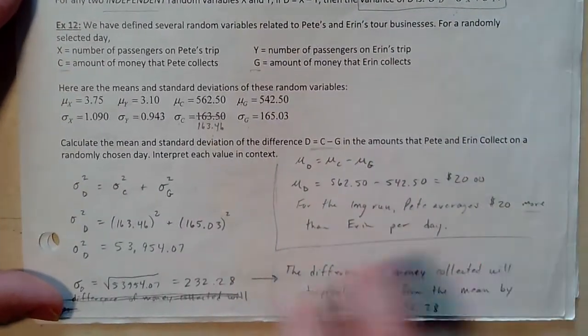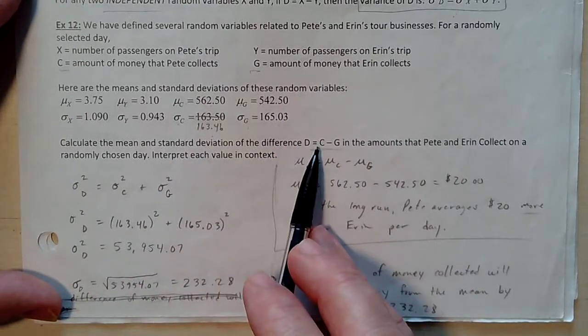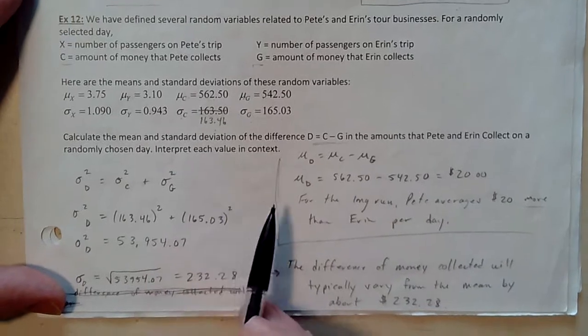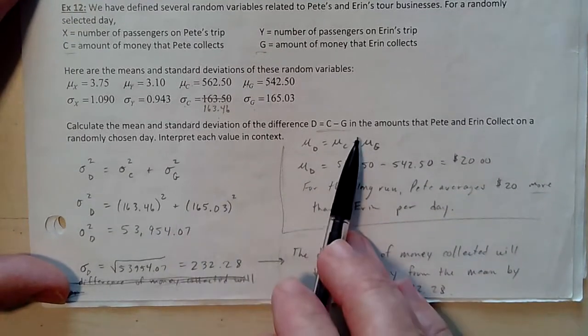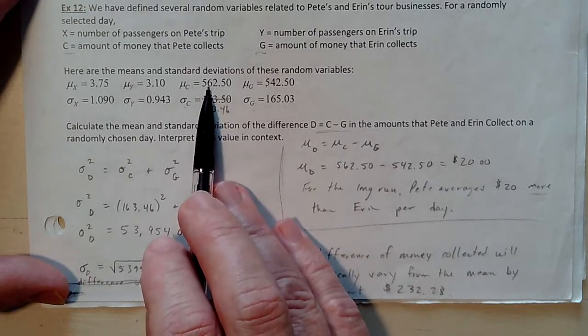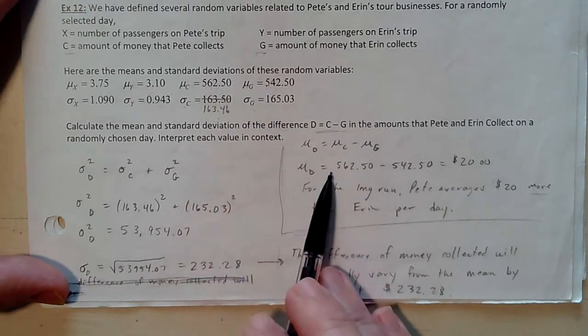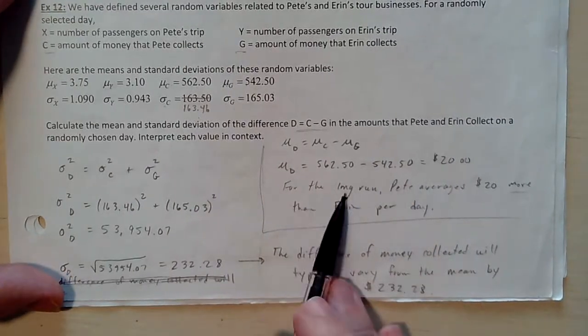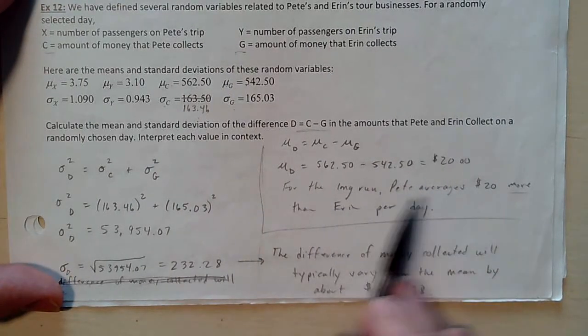All right, so calculate the mean and standard deviation of the difference in the amounts that Pete and Aaron collect on a randomly chosen day. Here's the mean. We already have this information from before. They gave it to us here, and we've calculated it. So we'd subtract these. So in the long run, or on average, Pete averages $20 more than Aaron per day.